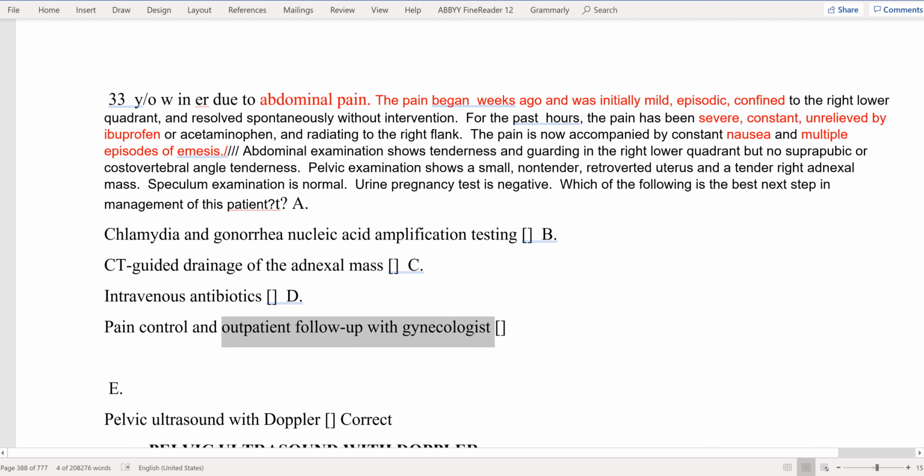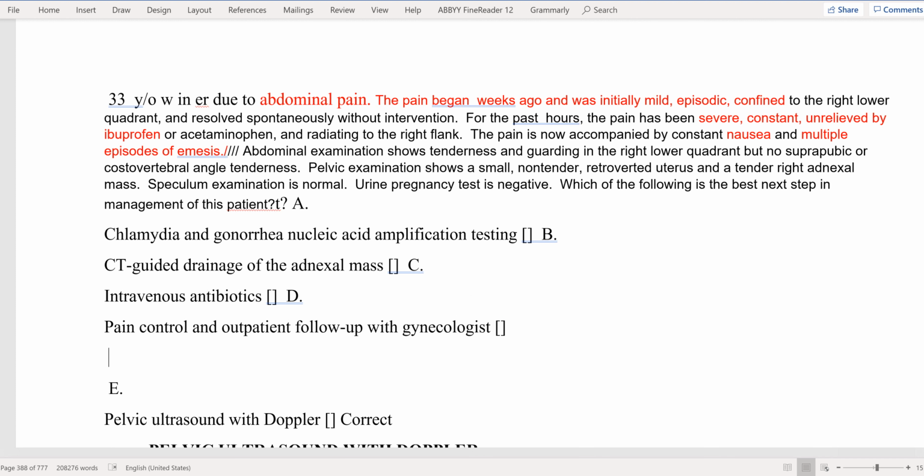And outpatient follow-up, we don't do outpatient. This is something serious. We have to do surgical detorsion. That's the definitive treatment. Salpingo-oophorectomy is reserved for obvious adnexal necrosis or when you suspect ovarian malignancy.